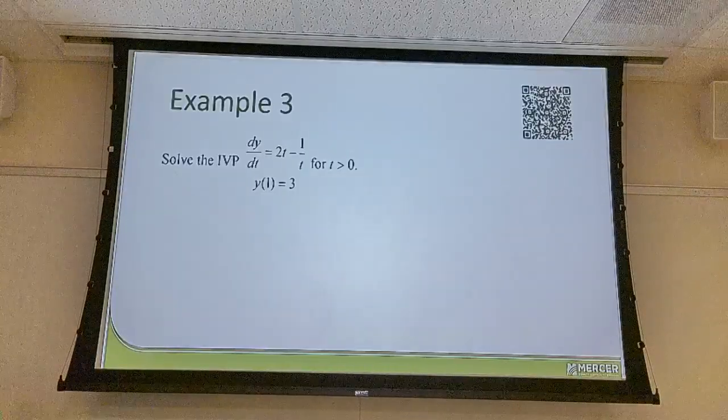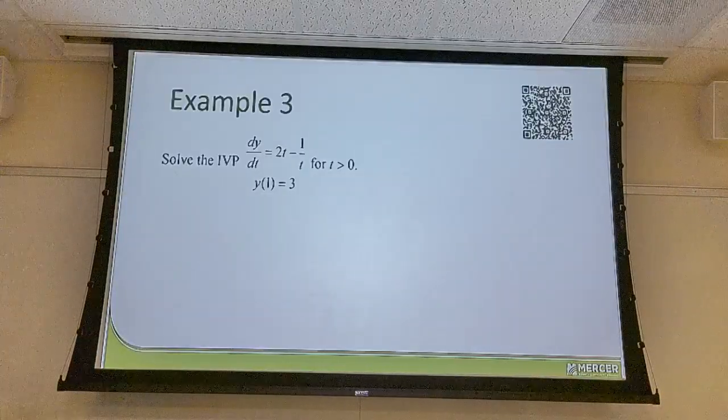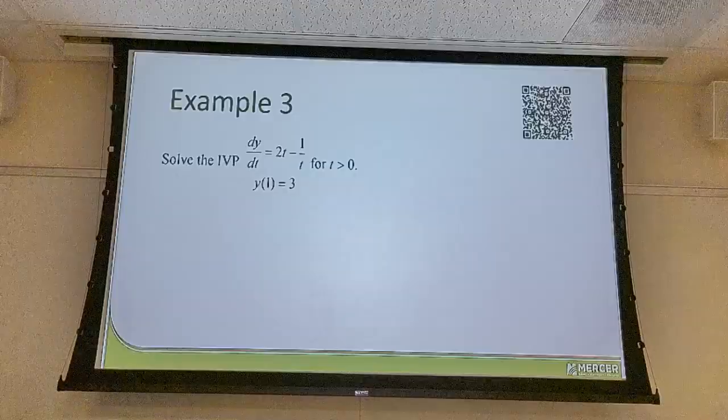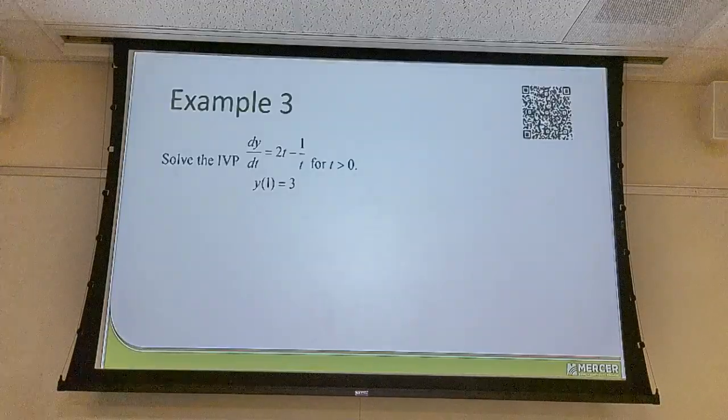Yeah, another IVP. Initial value problem. This one is with respect to time, because this is probably a physics type problem. We're told that dy dt is 2t minus 1 over t. We're also told that y of 1 is 3. We're also told that t is greater than 0. We want to solve it.